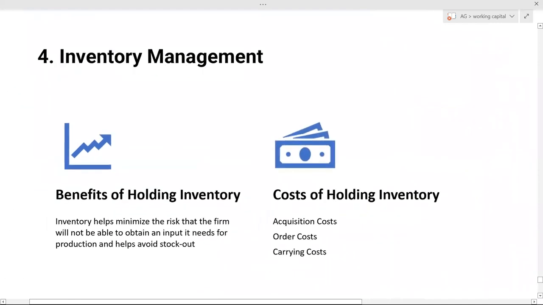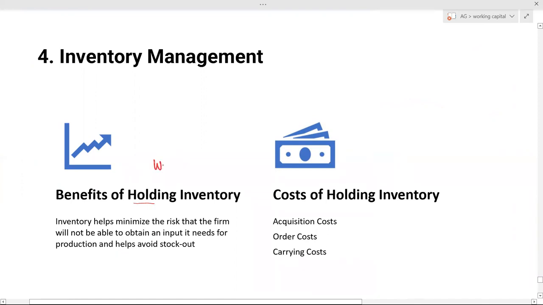Now, just a few slides that are more descriptive. So we need to see inventory management. It means if we are holding the inventory, what are the benefits? The benefits are that we can minimize the risk that a firm will not be able to obtain an input it needs for production, and it helps avoid stock out.